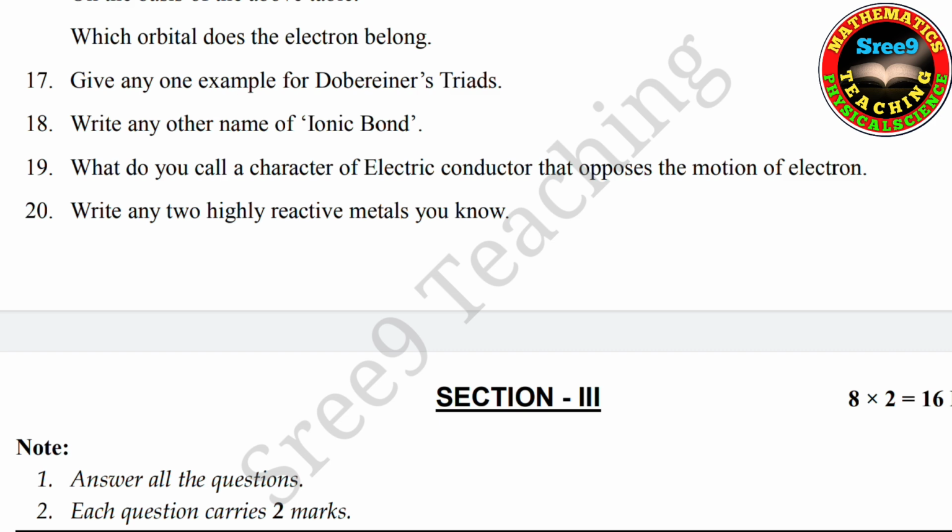Now see the 19th question also. What do you call a character of an electric conductor that opposes the motion of electrons? Yes. Now in any conductor, if the motion of electrons is opposed, that is called, the answer is resistance. Answer for the 19th question is what? Resistance. Okay. Now 20th question. Write any two highly reactive metals you know. Now we have tried the names of two highly reactive metals. Now let us see the answers.